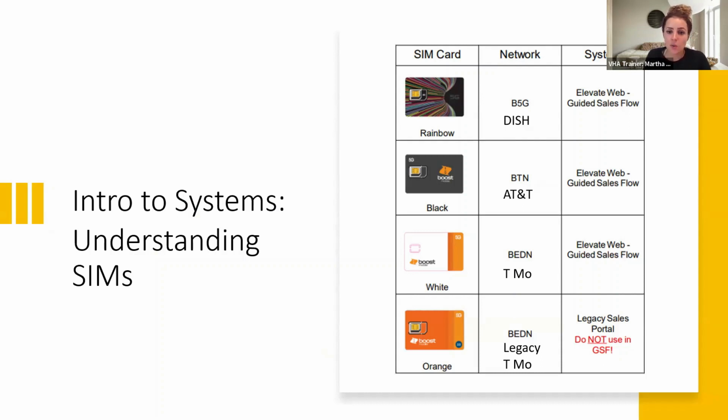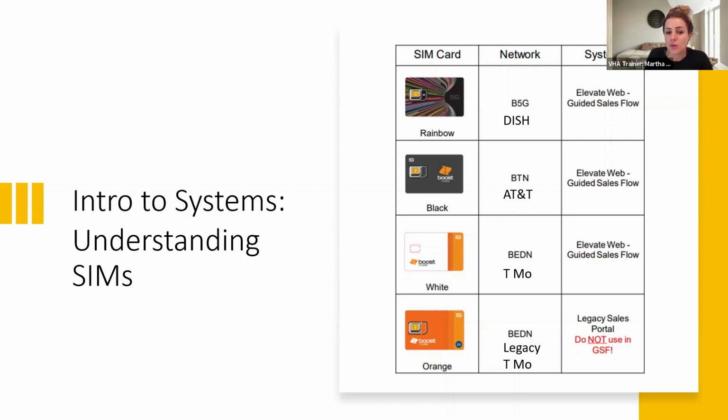So this can only be activated on the legacy sales portal. You cannot use the GSF or Elevate Web. Those are both, GSF and Elevate Web are the same thing. Orange can only be activated using the legacy sales portal, and you can only use the orange SIM in it. So if you have a device that is legacy only, know that you can only put an orange SIM in there.